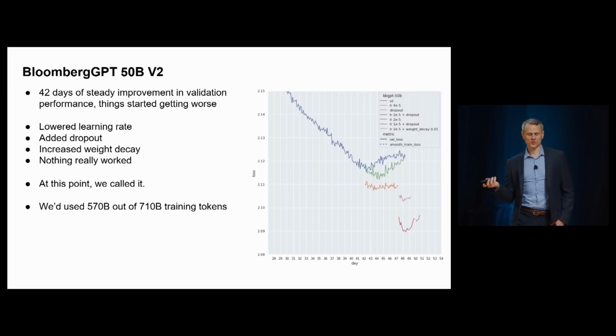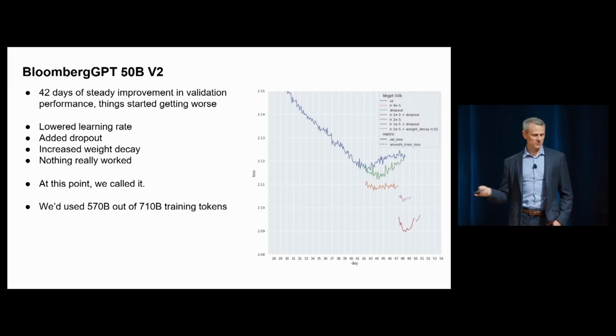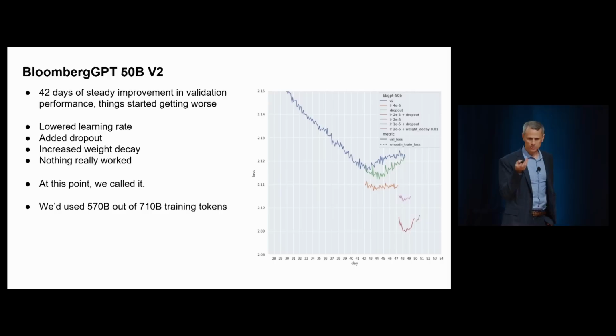Not sure why. We tried all sorts of things. We decreased the learning rate some more. We added dropout. We did some shuffling, all the tricks we could think of, and nothing really could get the model to consistently increase again.